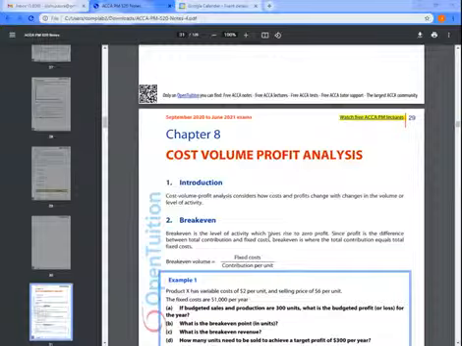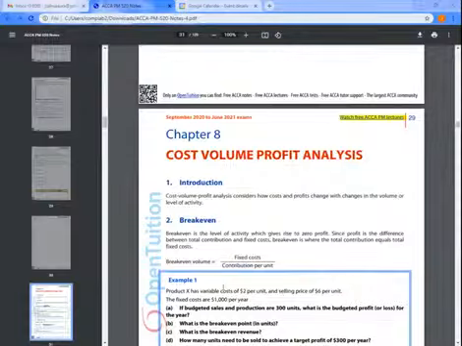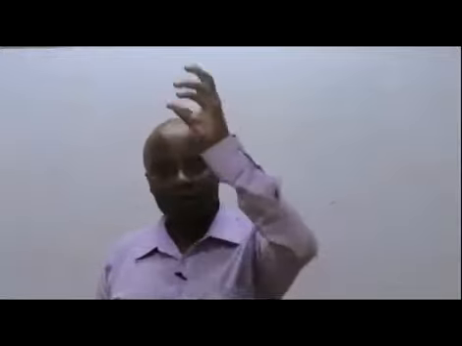So we are told, ladies and gentlemen, the most important thing is that under cost volume profit analysis, basically we are monitoring the costs. We shall be monitoring the profits. How are they going to move? Do they increase? Do they decrease as the quantity we produce changes? So cost volume profit analysis: how will the cost be changing, and how will the profit be changing as the volumes change?